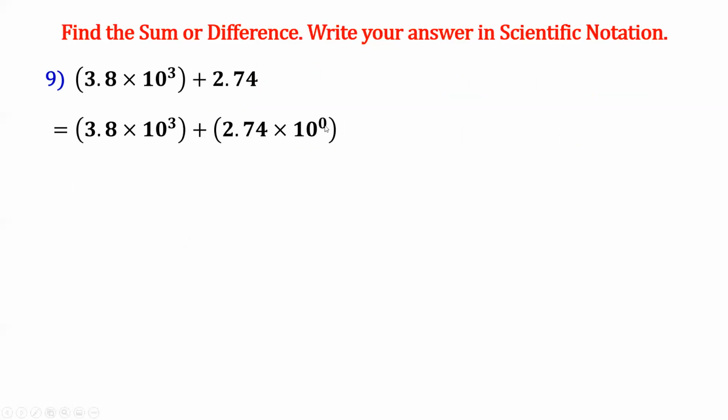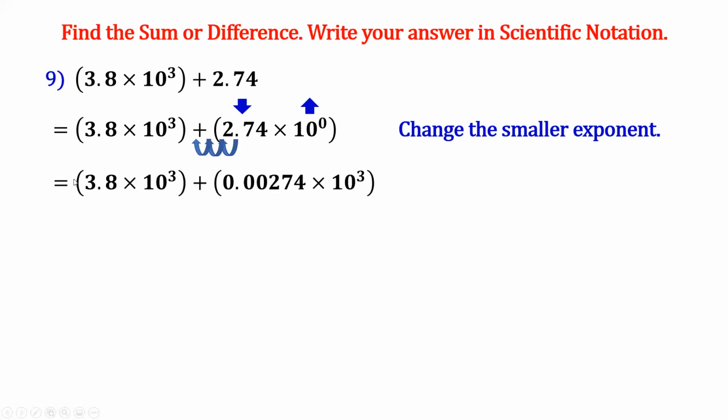Now we can ask ourselves the question, are our powers of 10 the same? And in this case, no. This is a 3, this is a 0, so I need to make them the same. Once again, I'm going to change the smaller exponent. 0 is smaller than 3, so I need to make the 0 into a 3. So I'm going to increase this side by 3. But since I increased this side by 3, I need to make the other side decrease by 3. In other words, I need to move that decimal place 3 places to the left.